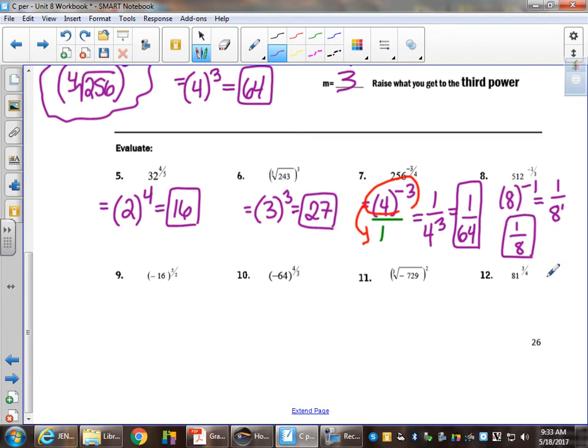Nice. Who's got 9? Davion. Can I? So he said so far, square root of negative 16.